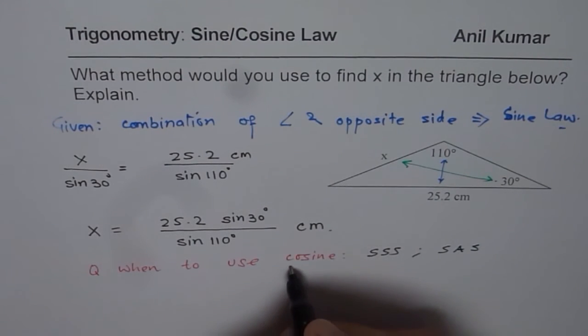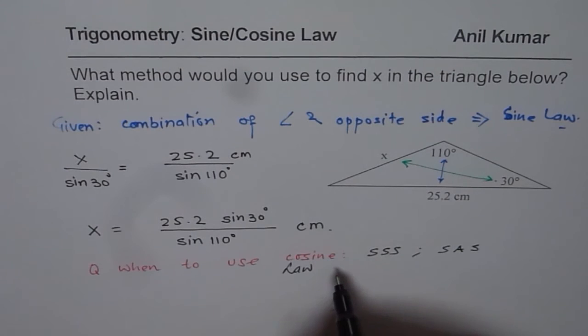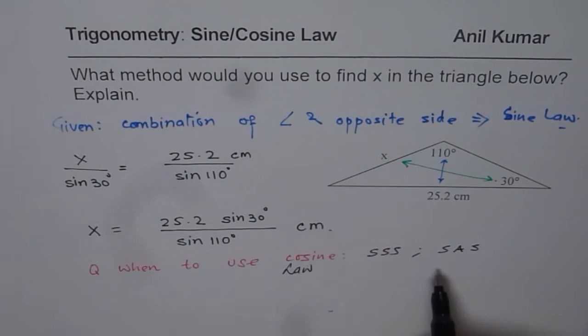So when to use cosine law, I should have written. Let me write it down now. So use cosine law when three sides are given to you, or two sides with the angle in between, or included angle. I hope that helps.